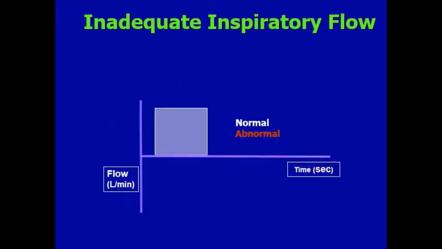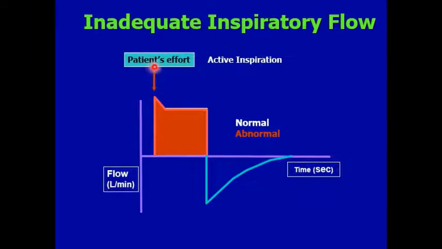So how do you diagnose whether the inspiratory flow is adequate or not? By seeing the flow time waveform, we can know whether the inspiratory flow is adequate. Normally, in volume control ventilation, it is a square type waveform. When the inspiratory flow is inadequate, an initial peaking occurs. This indicates the patient's effort, that is, active inspiration.